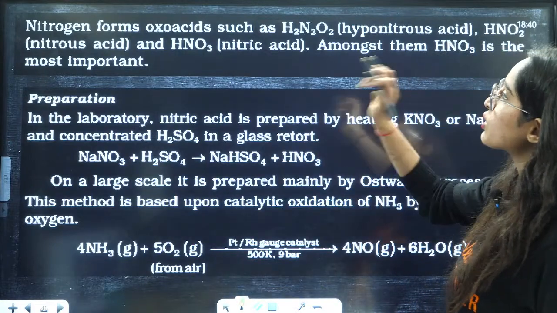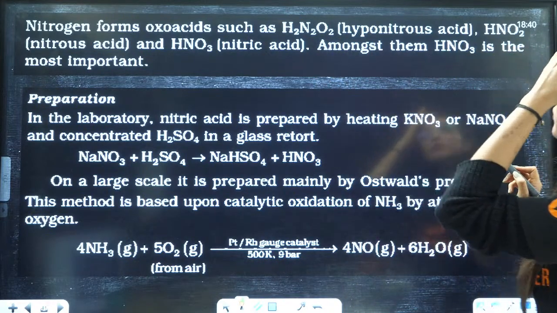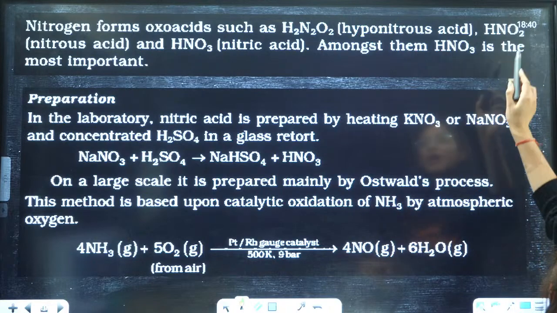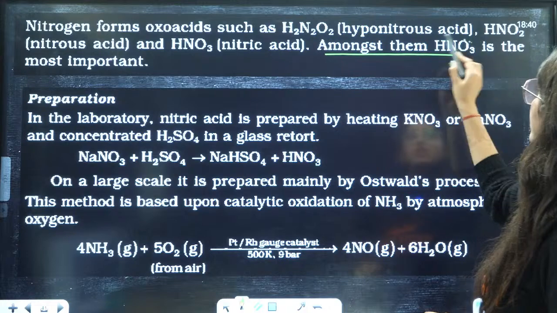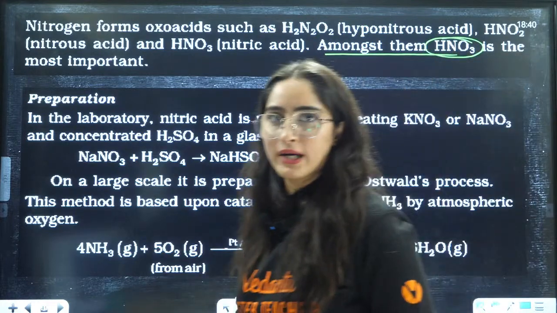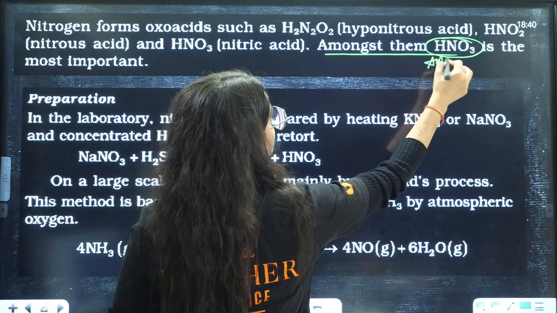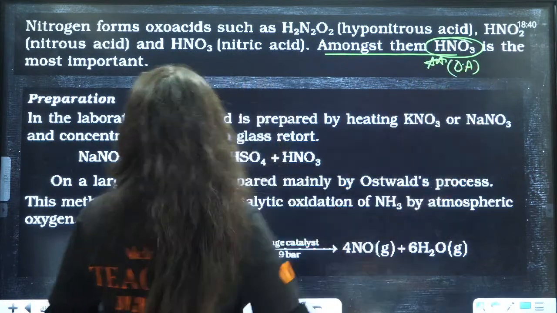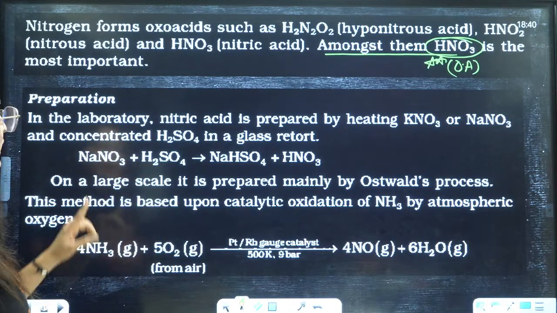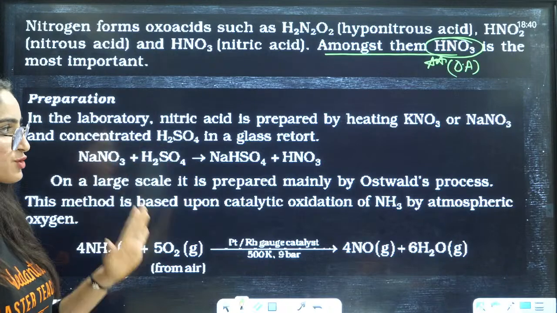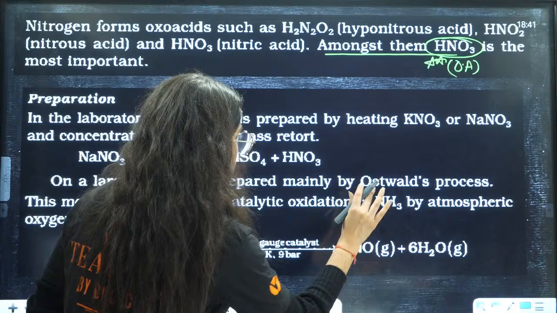Nitrogen forms oxoacids such as H2N2O3, that is hyponitrous acid. Then you have HNO2, nitrous acid, and HNO3. Amongst them, HNO3 is the most important because it is a very, very good oxidizing agent. In a laboratory, how is nitric acid prepared? It is prepared by heating NaNO3 and H2SO4, not important. On a large scale, it is prepared mainly by Ostwald's process.